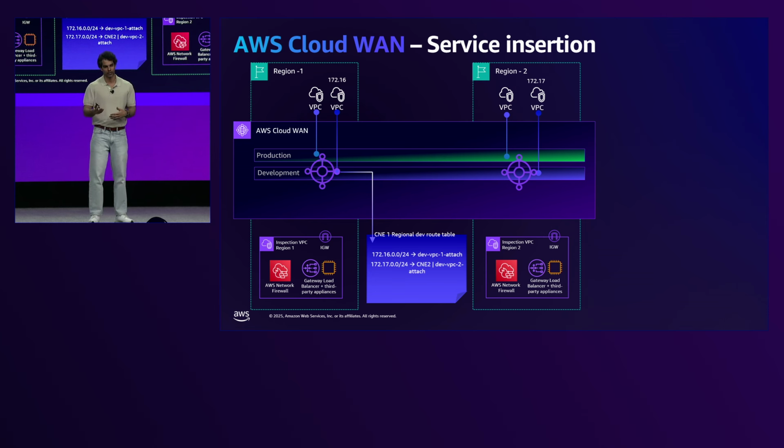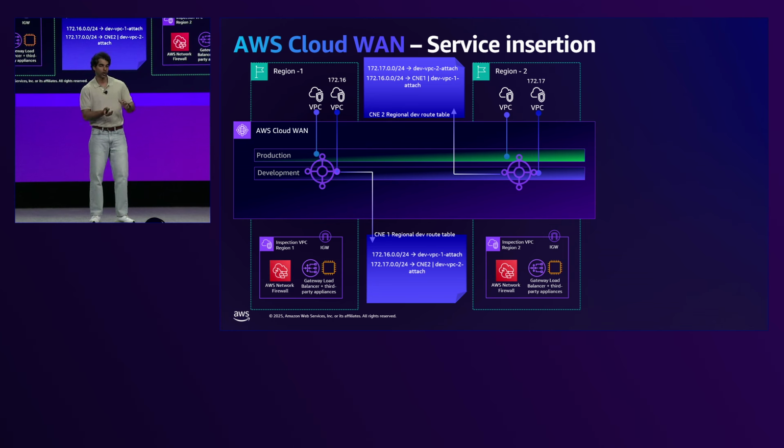Every segment has its own route table, and every CNE has its own localized version of that route table. So the CNE1 regional dev route table says dev VPC1 is directly attached, while dev VPC2 is 1 hop away via CNE2. Right? Pretty straightforward. And then CNE2 has a similar route table saying dev VPC2 is directly attached, but dev VPC1 is one hop away via CNE1 because it's cross-region. Awesome.